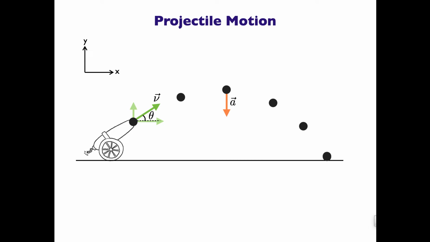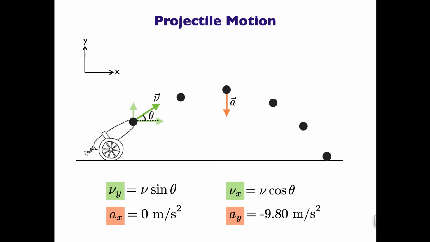So if you want to write things out, we know we have to break up our velocity into x and y, and we also have to break up our acceleration into x and y, but that's a little bit easier, right? We don't have to do any trig to do that because we only have an acceleration in the y direction. Okay.